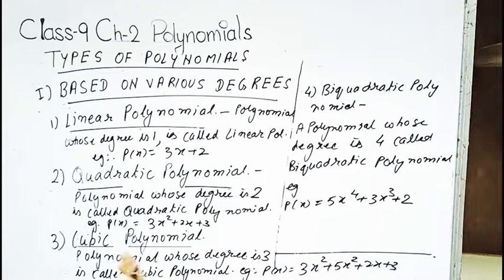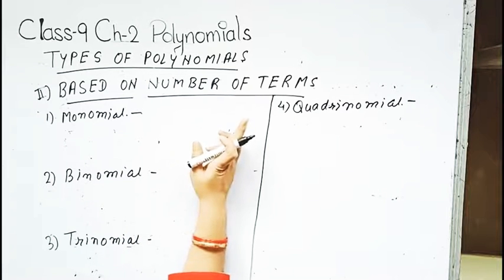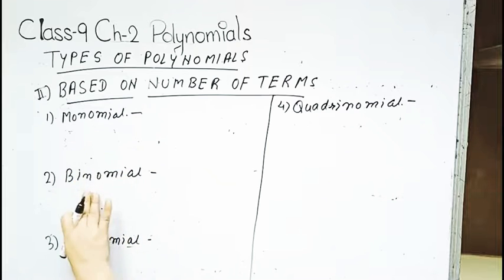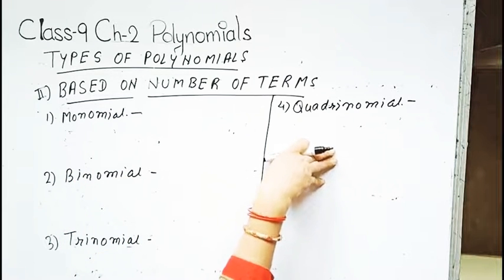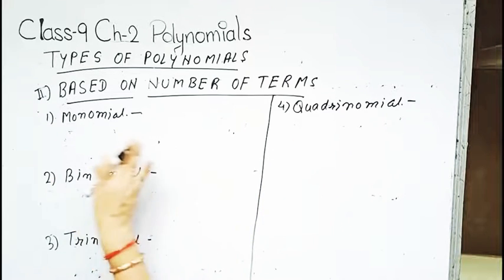Now let us go to the types of the polynomials based on the number of terms. The second type of the polynomial is based on the number of terms. If we consider the number of the terms in a given polynomial, the types are mono, meaning 1 term, bino 2 terms, trino 3 terms, quadrinomial 4 terms. More than this we simply say polynomials only. So let us define it.